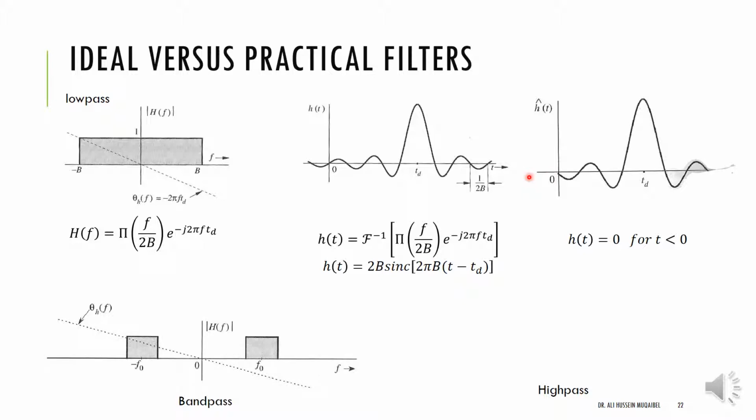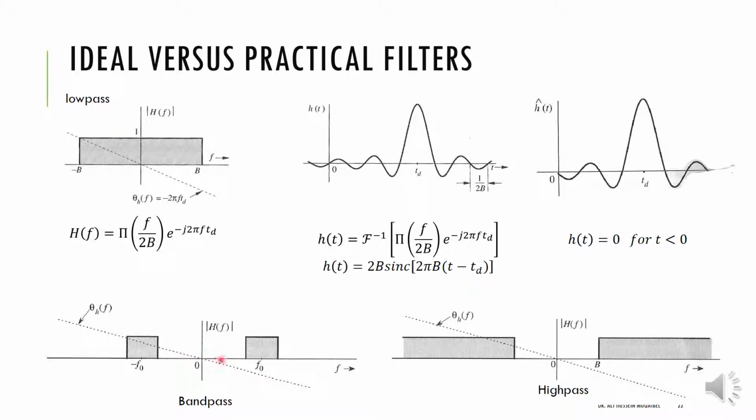There are other types of filters, including the band-pass filter. Again, we need to make sure that the phase, at least within the bandwidth, is linear. It's not important outside because the magnitude itself is 0, so there is no meaning for the phase. This is called a band-pass filter. We also have the high-pass filter. We can also have band reject or band stop filters.